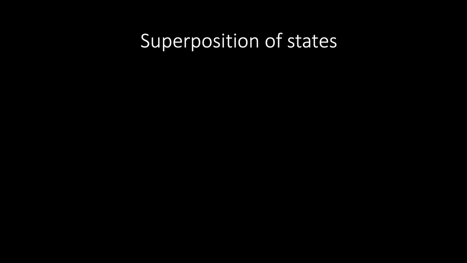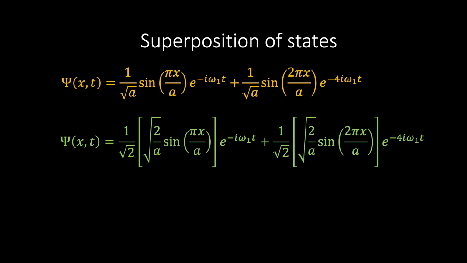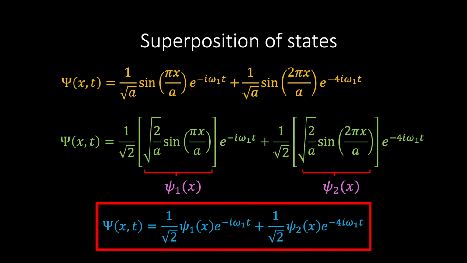It then follows that our general wave function takes the following form, and we can then pull out a factor of 1 over root 2 and rewrite this explicitly in terms of the energy eigenstates of the infinite square well by noting that the term inside the first square bracket is simply the first eigenstate, psi 1, and the term inside the second square bracket is the second eigenstate, psi 2. And therefore, we can write our general wave function explicitly in terms of the first two energy eigenstates in the following way.